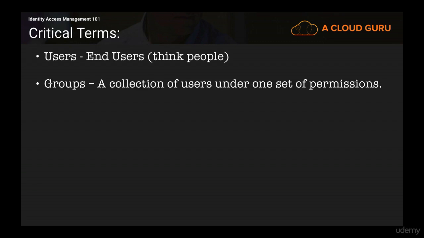Okay, so before we start our lab, I just want to introduce to you some critical terms. The first one's a user, and it's pretty obvious what a user is. Think end users or people. We then have groups, and groups are simply a collection of users under one set of permissions. So you might have your finance group, or your systems administrator group, or your HR group. Essentially, it's a way of grouping your users together and applying one or more sets of permissions to that group.